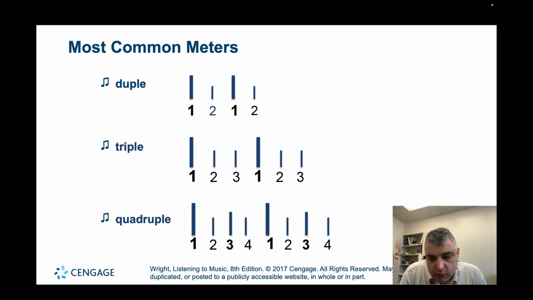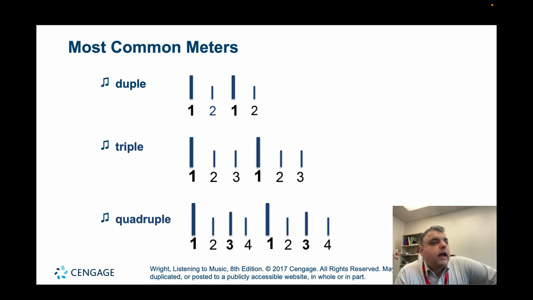some of the most common meters that we'll look at are duple, triple, and then quadruple meter. Now, duple means two, and it's going to have a two pattern. So you have a strong beat and then a weak beat. So it's going to be 1, 2, 1, 2, 1, 2.